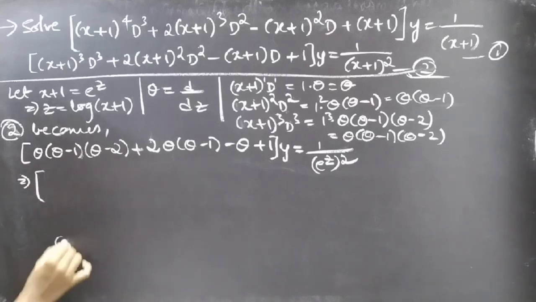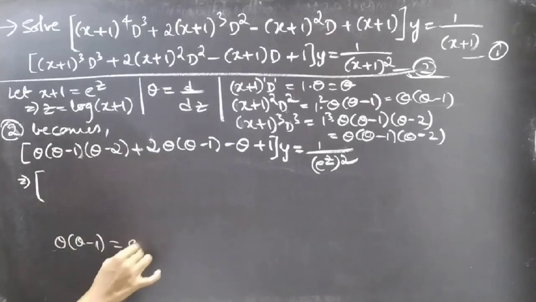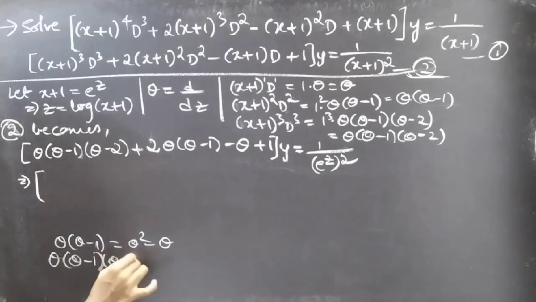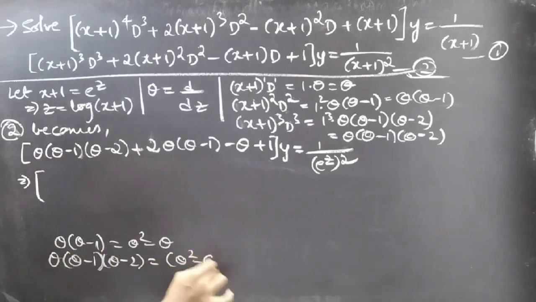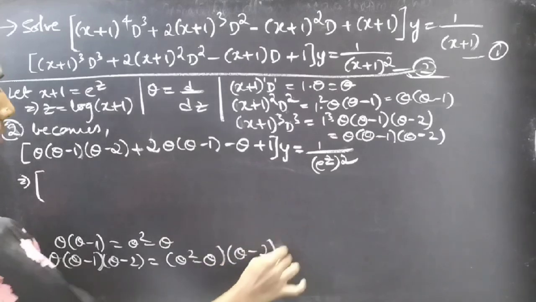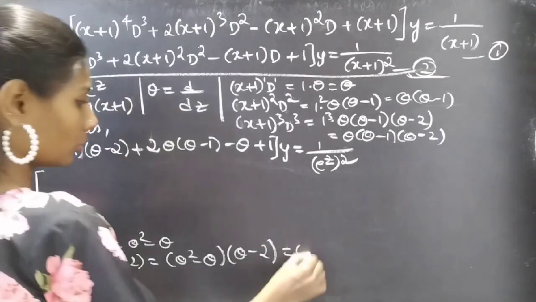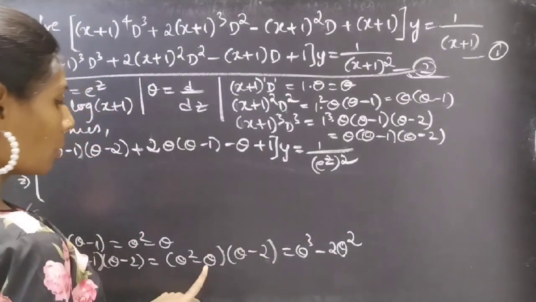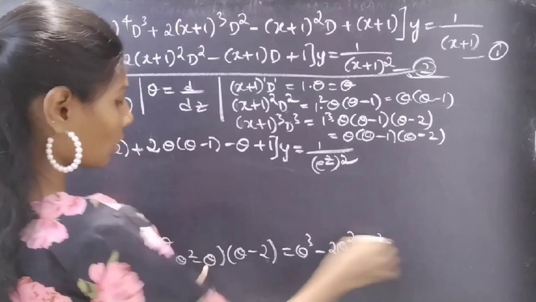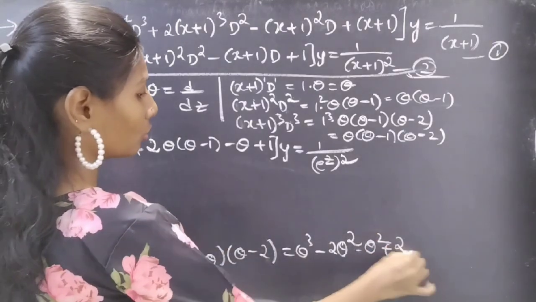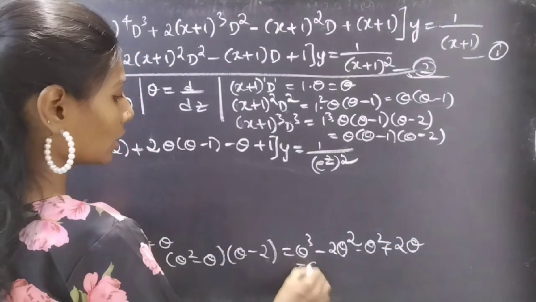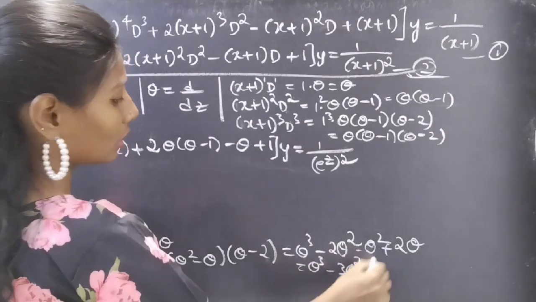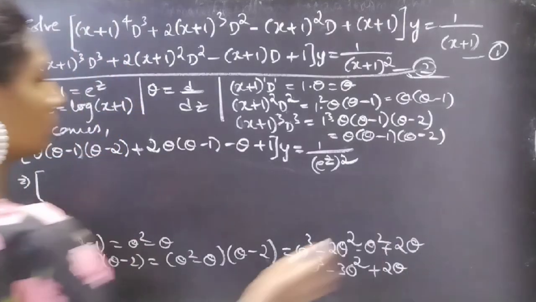This gives us theta into theta minus 1 gives theta square minus theta, and theta into theta minus 1 into theta minus 2 will be equal to (theta square minus theta) into (theta minus 2), which gives us theta square into theta, theta cube, minus theta square into 2 theta, that is 2 theta square, minus theta into theta is minus theta square, minus into minus plus theta into 2 theta, right? So you'll get theta cube minus 3 theta square plus 2 theta.